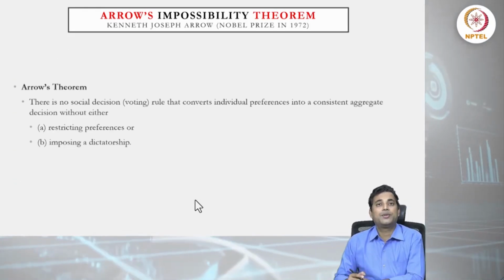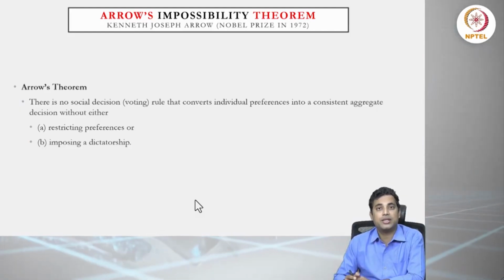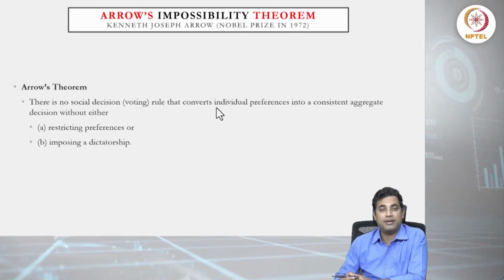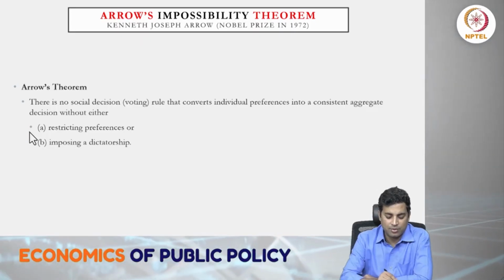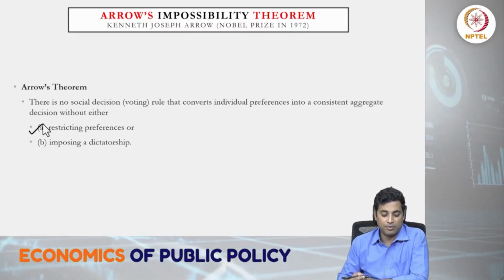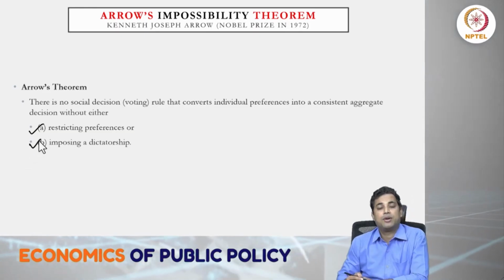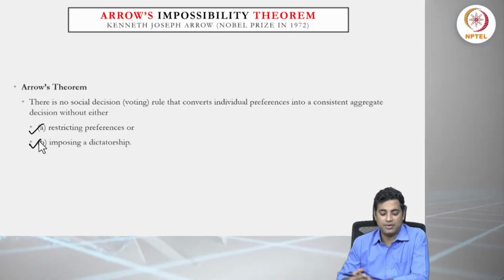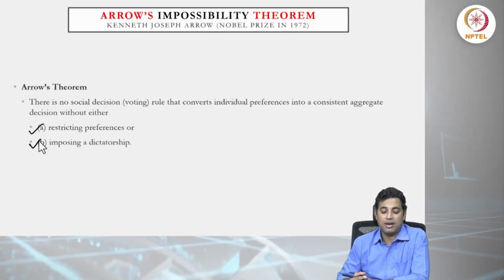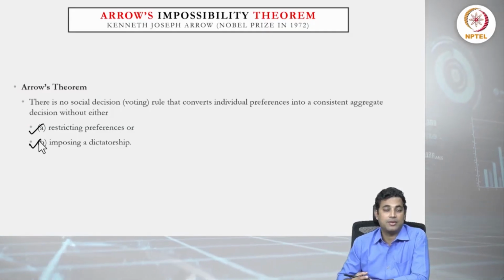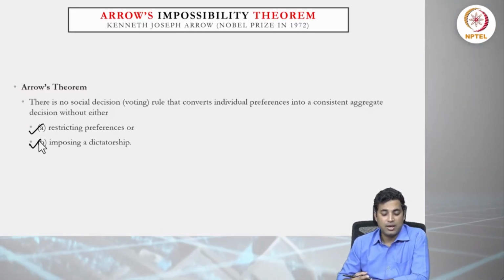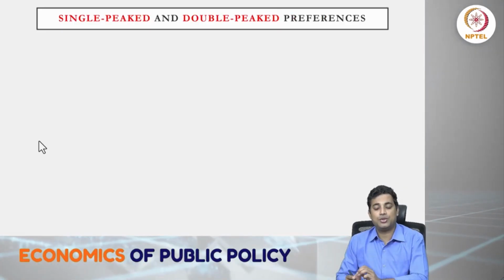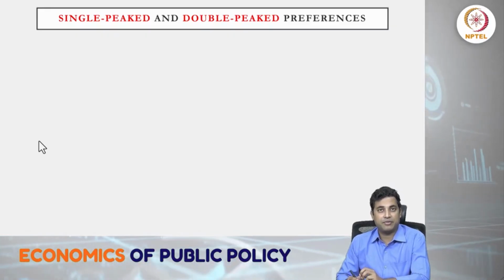So now what does Arrow's theorem say? Arrow's theorem says there is no social decision or voting rule that converts individual preferences into a consistent aggregate decision without either of two things. The first one is restricting preferences, and the second is imposing dictatorship on the policy and on the preferences. If these two are maintained, then some sort of decision can be made, and as an outcome of the voting system we can come out of the voting paradox, and an overall social voting decision can be made.